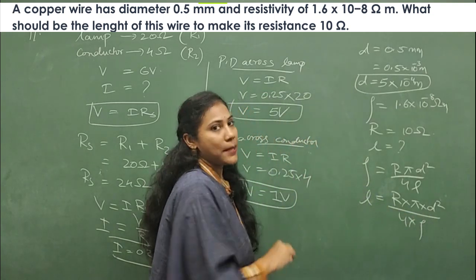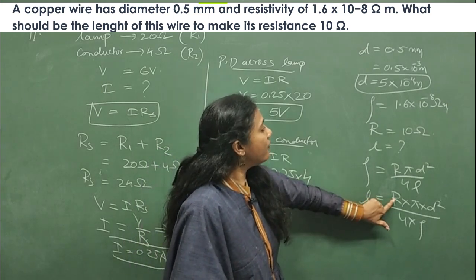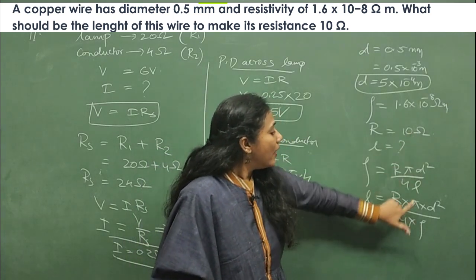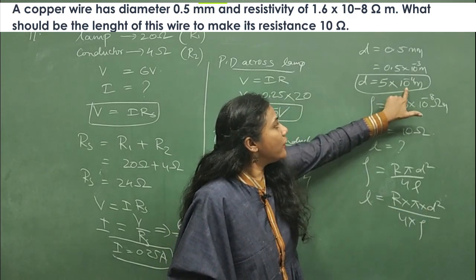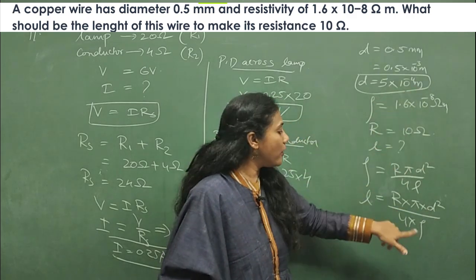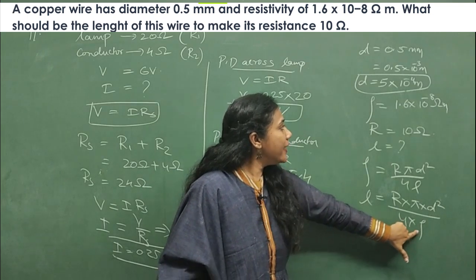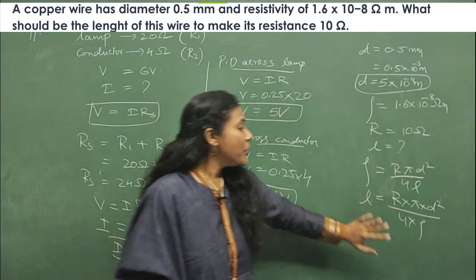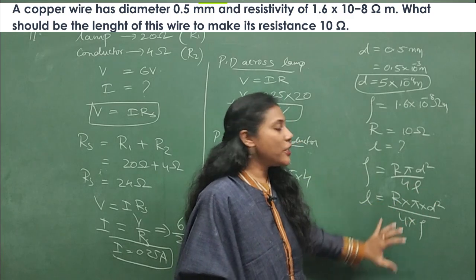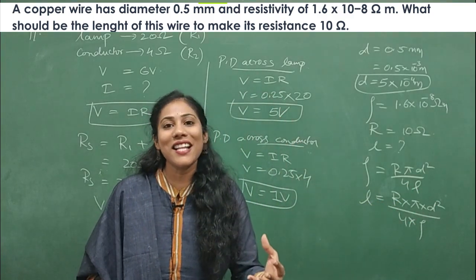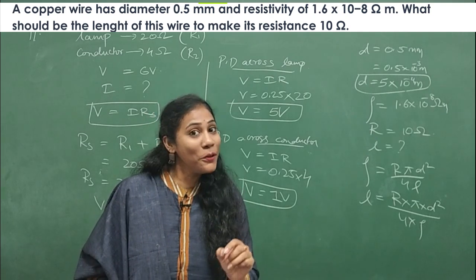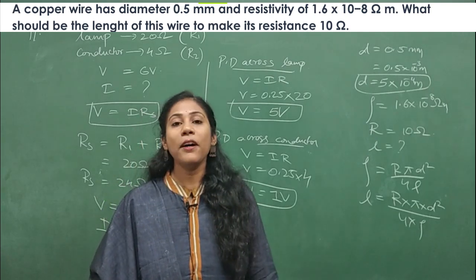So you just have to substitute the values, guys. What is the R value? It's given, 10. What is pi? 3.14. What is D? 5 into 10 to the power of minus 4, whole square you have to do. Divided by 4 into resistivity, which is also given. So everything you just have to substitute in the formula and give the answer. Just do it and post the answer in the comment box. Let us see who will post the answer first. That's all about fourth main.